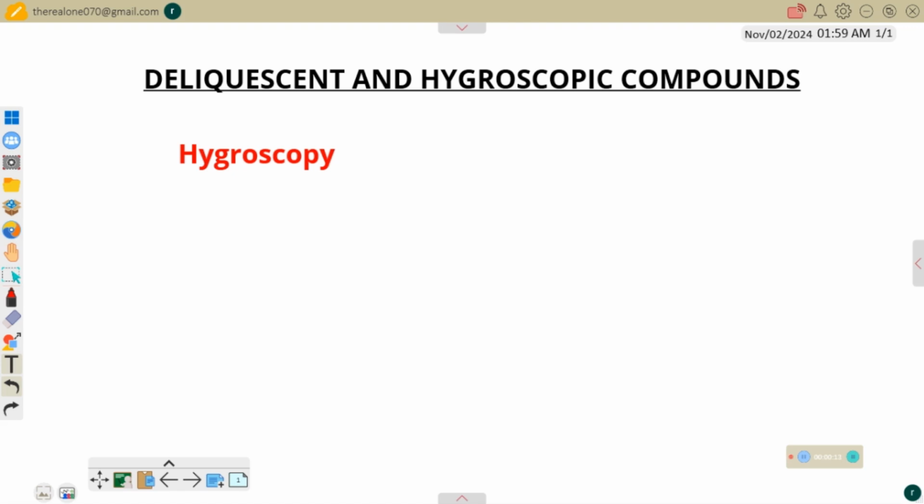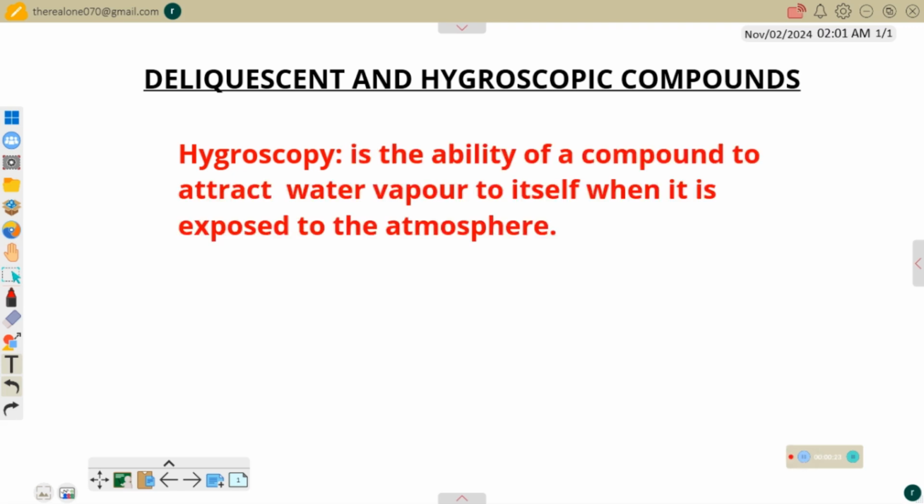Hygroscopy is the ability of a substance or a compound to attract moisture or water from the atmosphere when it is exposed to the atmosphere. Now, this attracted water can lead to two things. Either the substance becomes wet, or it becomes a solution. That is, it's either the substance becomes wet or it forms a solution.